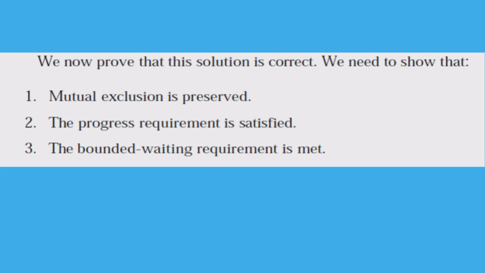We now prove that this solution is correct. We need to show that, first, mutual exclusion is preserved. Second, the progress requirement is satisfied. Third, the bounded waiting requirement is met.